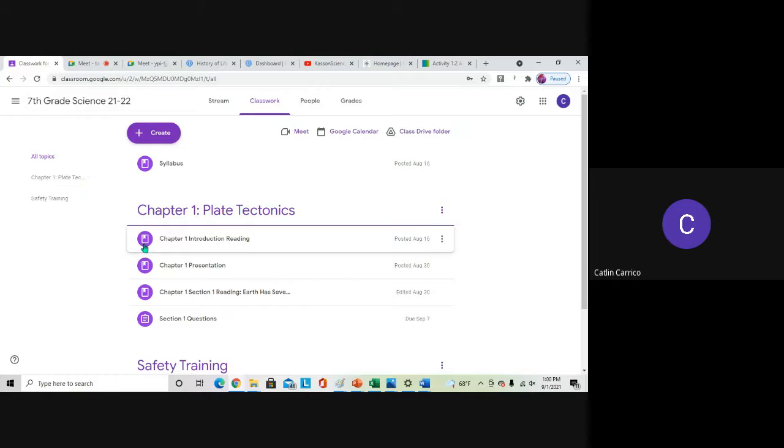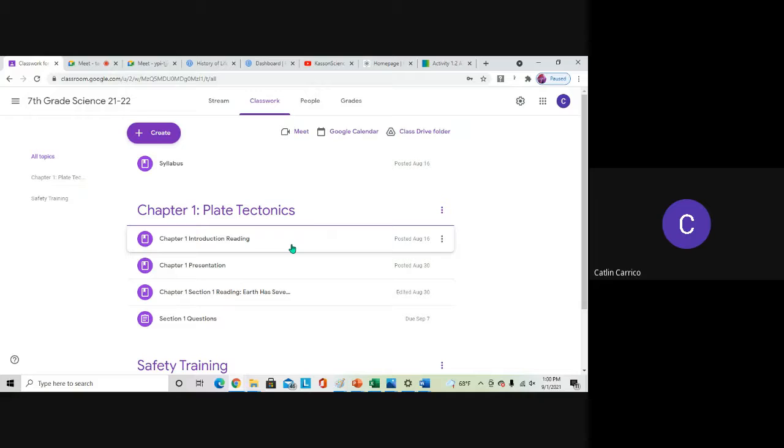So I uploaded 4 things in your classroom. The first 3 are materials, and the last one is an assignment. You can tell the difference between them because materials have the book with the bookmark, and then the assignments are a clipboard. You can also tell by how the date is posted. Materials have a posted date, while assignments have a due date.